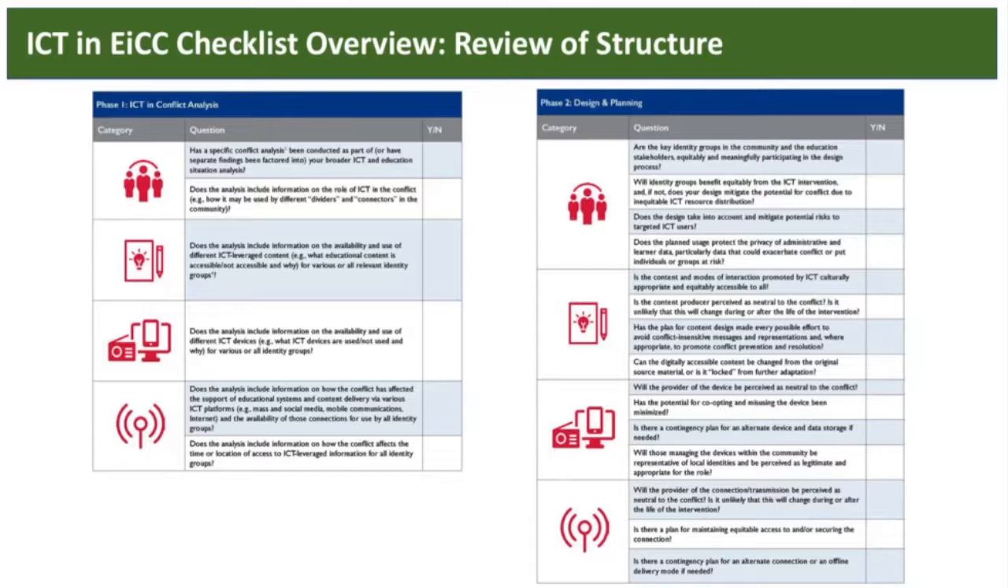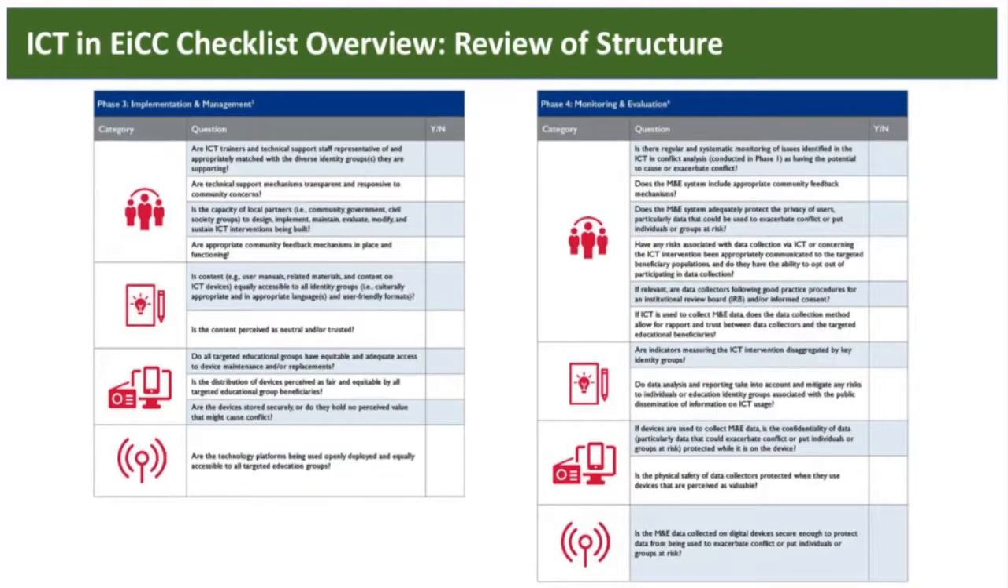I'm going to jump a little further into the instrument. This is now phase 3 on the left here. Let's move down to the 4th C. These are questions related to the actual devices, communication devices. The first one here in this example is, do all targeted educational groups have equitable and adequate access to device maintenance and or replacement?